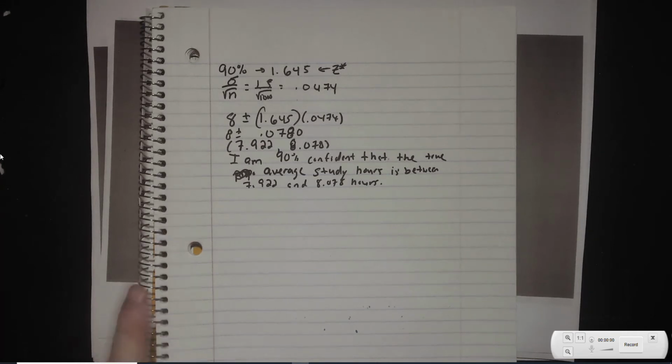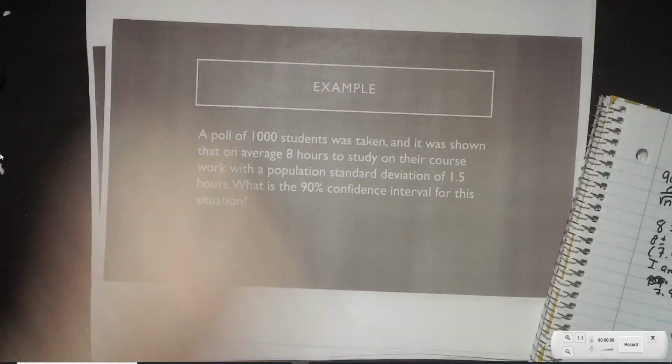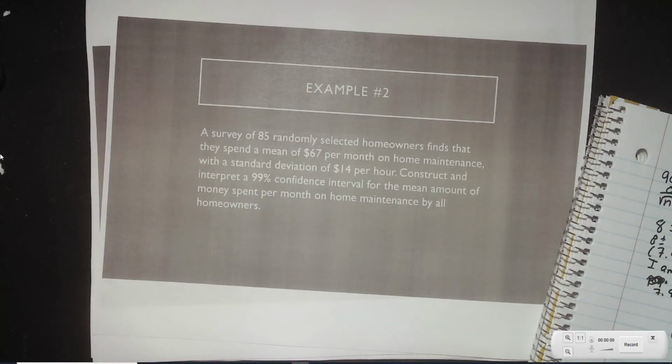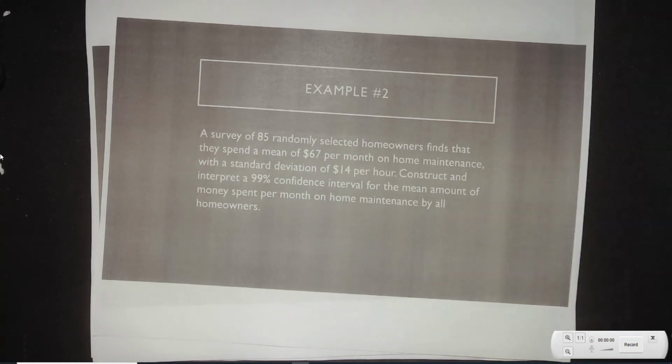Okay, so that's the first confidence interval. Second confidence interval: a survey of 85 randomly selected homeowners finds that they spent a mean of $67 per month on home maintenance, with a standard deviation of $14 per month. Construct and interpret a 99% confidence interval for the mean amount of money spent per month on home maintenance. Okay, so we do have to do a little calculation for that 99% because that's not one of the ones we kind of memorized.